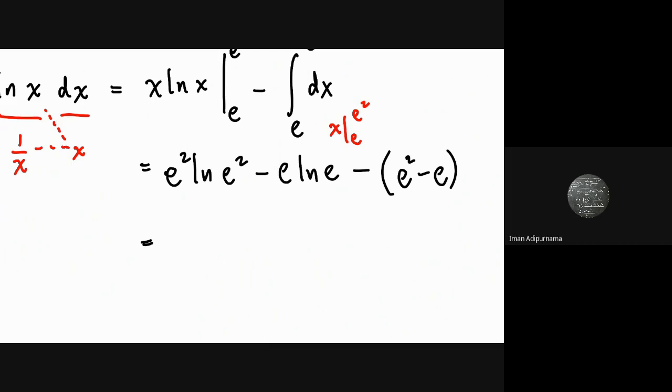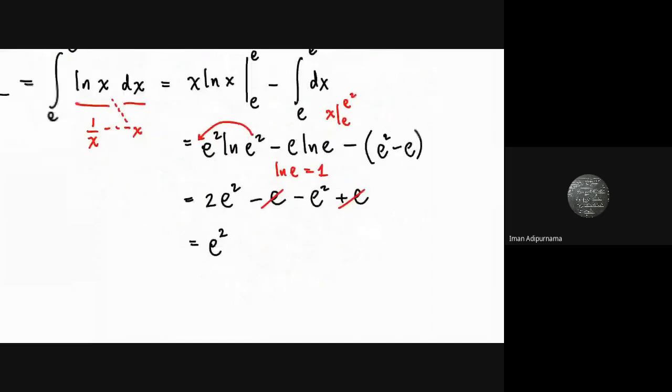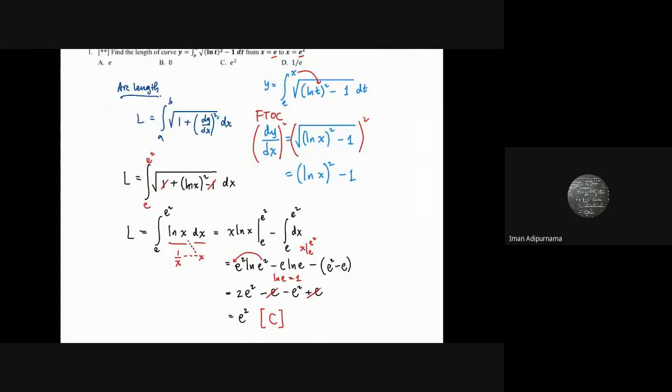So carefully evaluate this. It's going to be 2e squared minus e, since ln e is 1. Let me write here, ln e equals 1. This will be cancelled, and you will get the result e to the power of 2. The answer is C. So far, I think this is quite simple. Once you understand how to put in the arc length formula, all the process is easy.